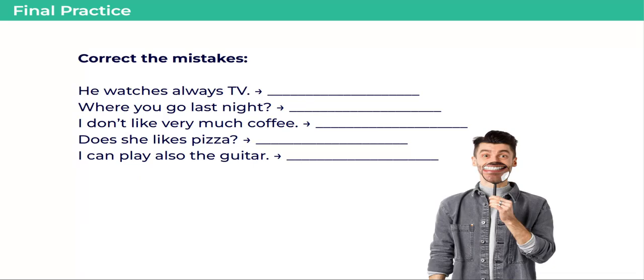So we are going to do some final practice together. We are going to correct the mistake. So if you would like, you can comment in the chat. The first one says, he watches always TV. What would be the correct sentence? He watches always TV.